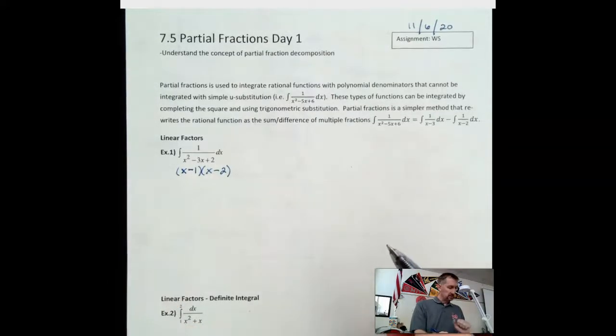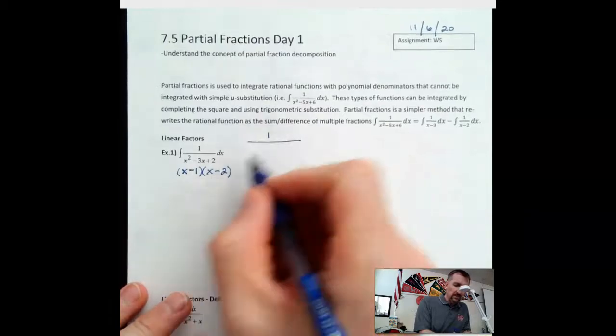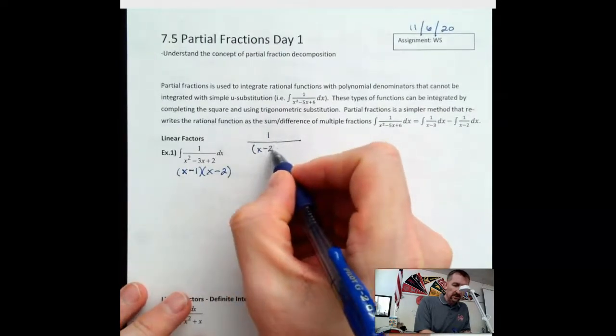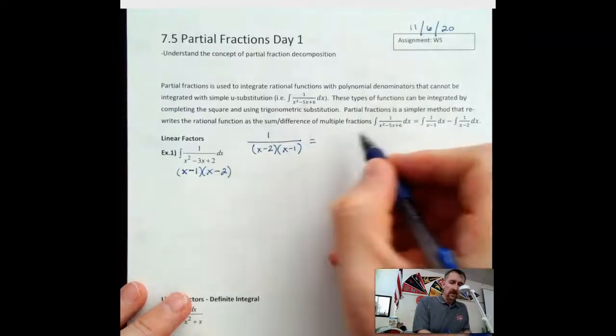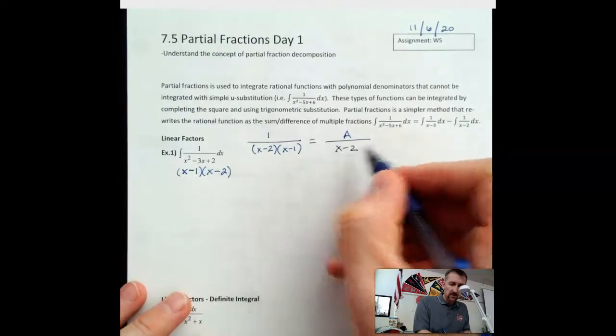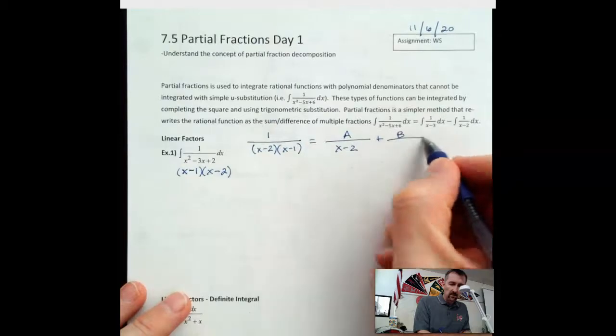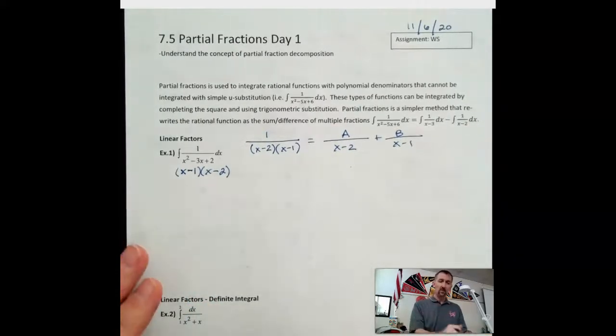So what we want to do is we're going to say 1 over, I'm going to switch those around, x minus 2 and then x minus 1, like that. And so that should be equal to something over x minus 2 plus something over x minus 1. Okay, so that's probably not that big of a deal, especially if you remember it from pre-calc.